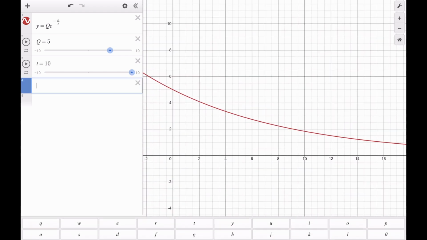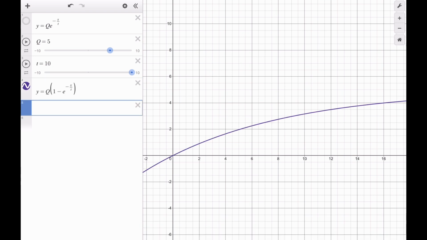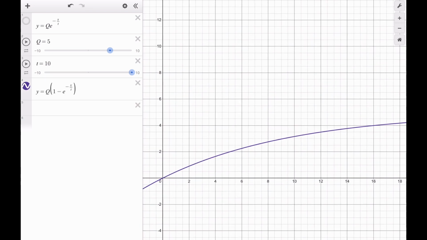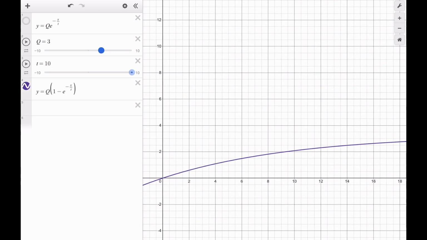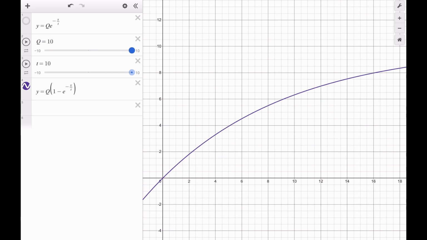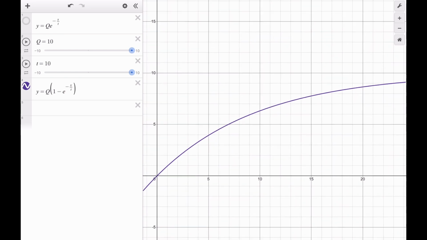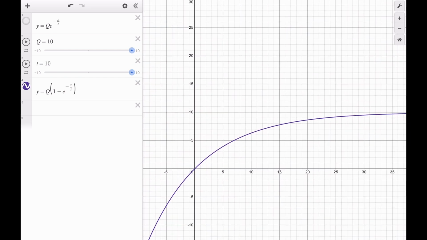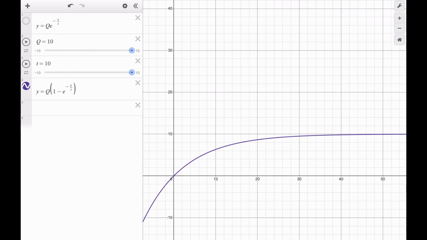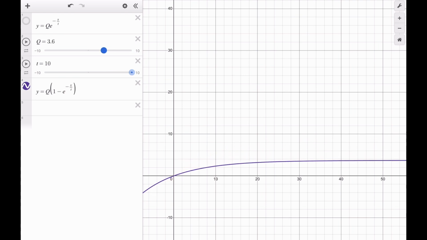I'm going to leave that function here, and I'm going to write this new one. So I have this new function here, and I have the same variables. As you can see, if I increase the charge, it reaches an asymptote at that number. So you could see here the function reaches a maximum and then hits 10. If I lower this, it will reach a maximum at another number.